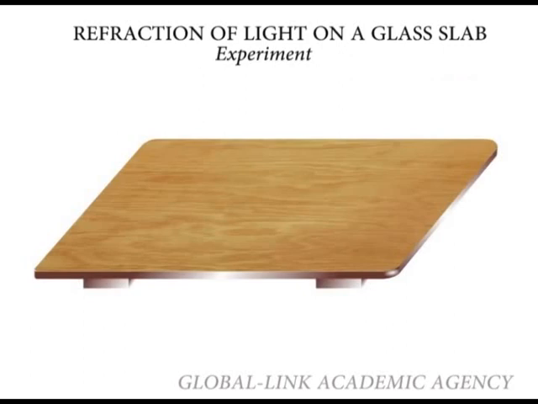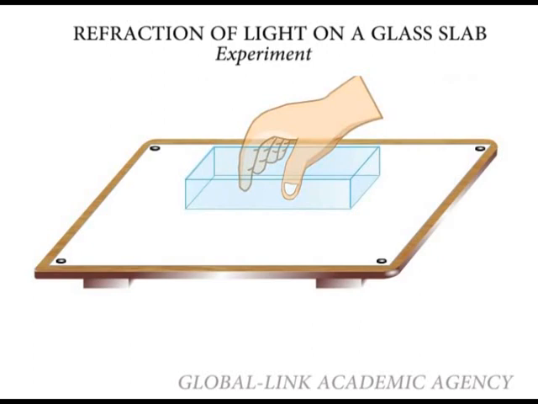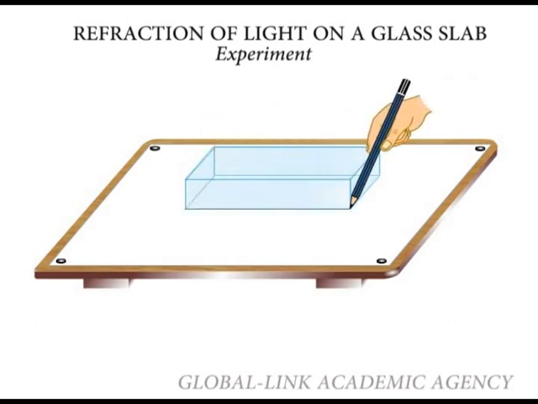Now I want us to perform an experiment to see how light is refracted when it is incident on a rectangular glass block. We place a rectangular piece of glass block on a white paper fixed on a drawing board. Trace the boundary A, B, C, D of the block.